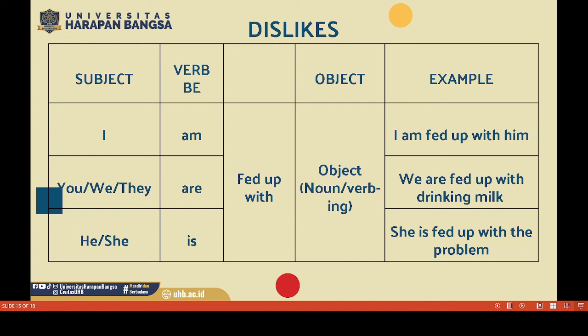Now we will use the expression fed up with. Okay, fed up with should be put after verb be, or to be. We have am, is, and are. Remember, for I, the verb be is am. For you, we, and they, the verb be is are. And then for he or she, the verb be is is. And then it should be followed by fed up with. After that, it should be followed by either a noun or verb ing, or as we can call it, gerund. Fed up with in Indonesian means muak, already fed up.